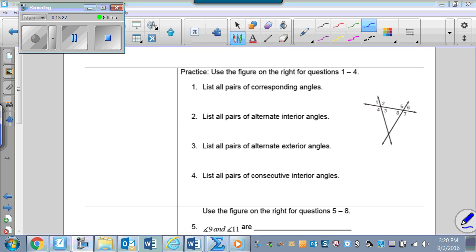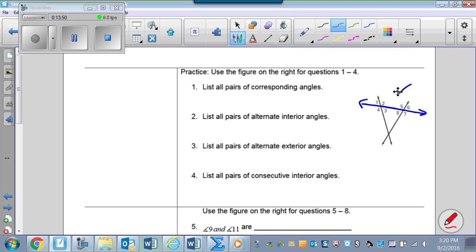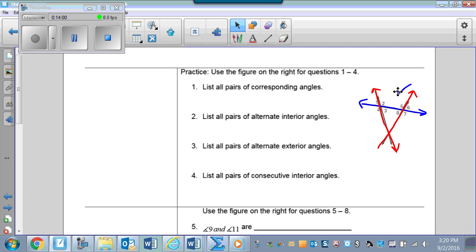Okay, let's practice a little bit back to our angle pairs that we get from a transversal. Let's use the figure over here on the right to answer these questions. List all pairs of corresponding angles. Well, you got to remember what corresponding angles are. So this, of course, would be our transversal. Sometimes you will find that colored pencils come in very handy when you're looking at parallel lines, or these aren't parallel lines, but lines and transversals and all that stuff.